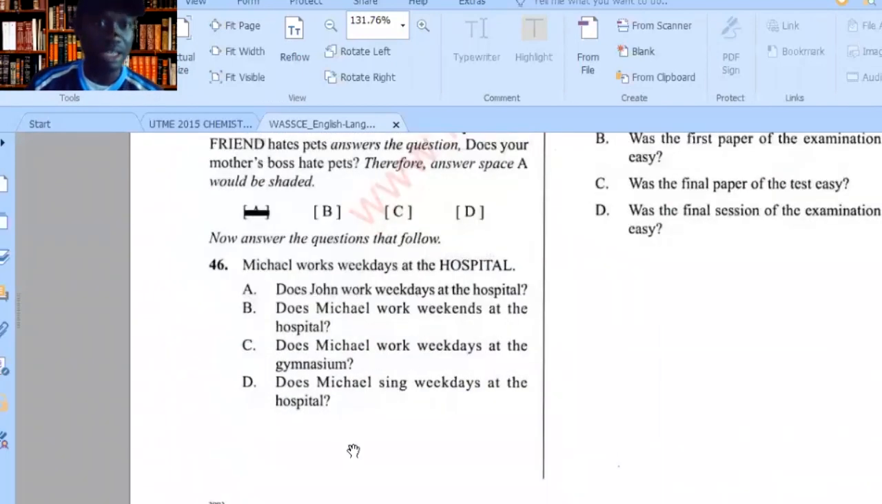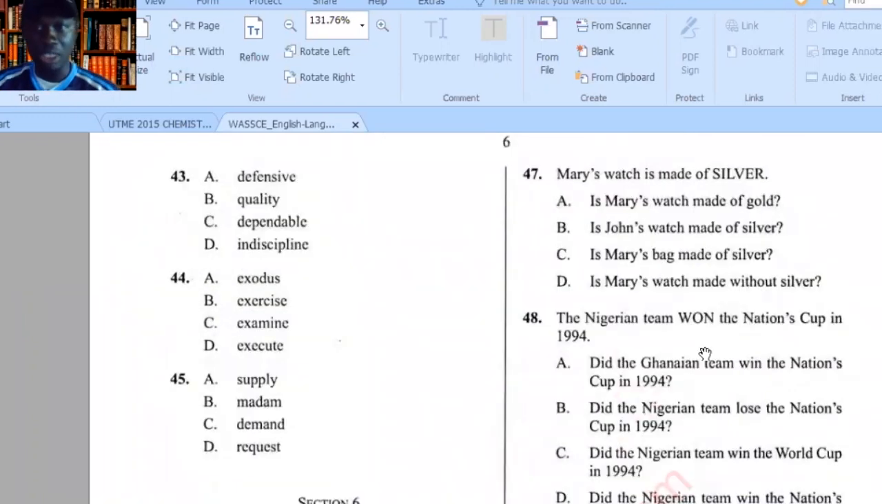Very easy, right? So question 46, Michael works weekdays at the hospital. You look through the options: hospital, hospital, gymnasium, hospital. The correct option here is C, gymnasium, because it does not contain hospital. Question 47, Mary's watch is made of silver. You go through the options: gold, silver, silver, silver. The obvious answer here is gold.